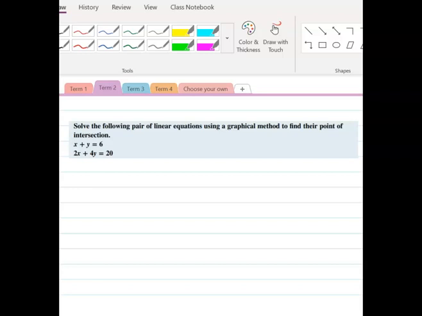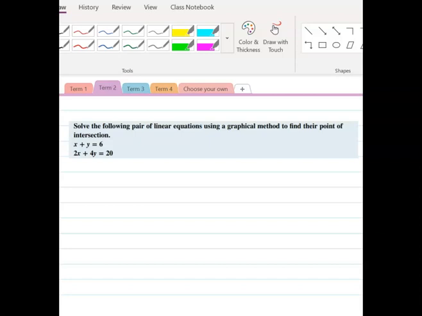Let's have a look at a problem that perhaps we might have to do by hand. Solve the following pair of linear equations using a graphical method to find their point of intersection. Both of these equations are in the form ax plus by equals c. That means that the best way to sketch these lines is using the x-y intercept method.